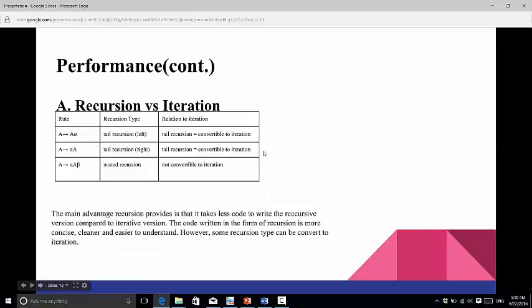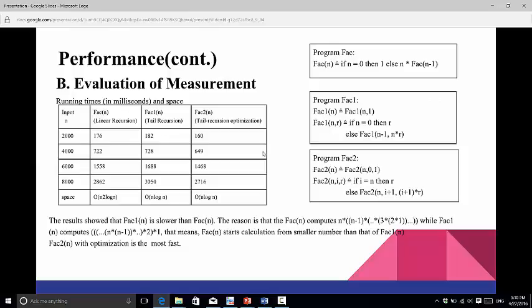In closing, we compare recursion and iteration. The main advantage recursion provides is that it takes less code to write the recursive version compared to the iterative version. The code written in the form of recursion is more concise. Evaluate the running time and the space of recursion.